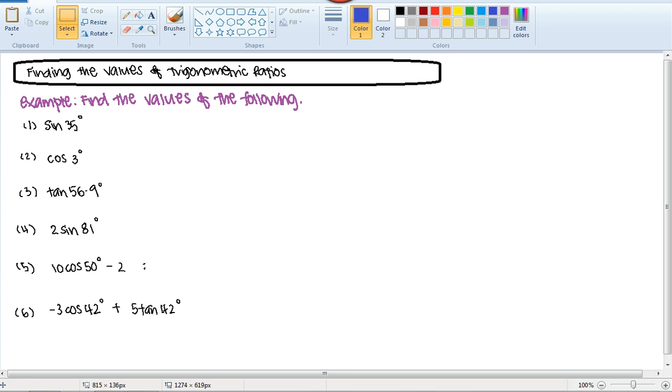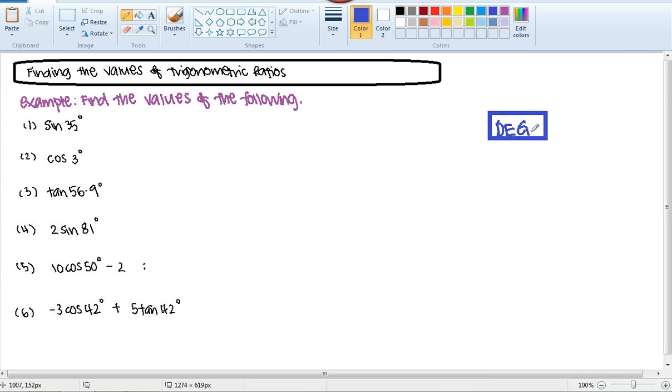Okay, now the very first thing is, look through all the 6 examples. What's so special about all these angles? What is the unit for all these angles? In degrees, right? So the very first thing that you need to ensure is to check that your calculator is in degree mode. Please make sure that it is in degree mode. Check, it should be in this DEG mode.